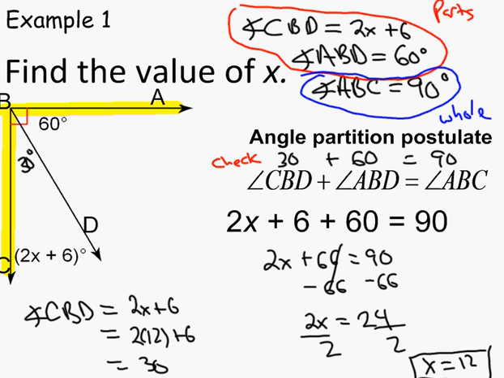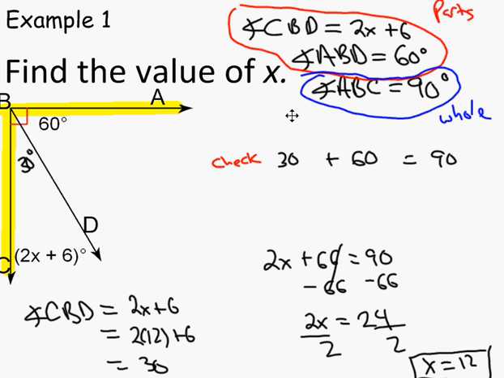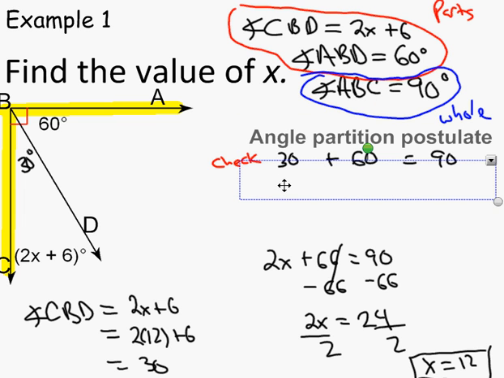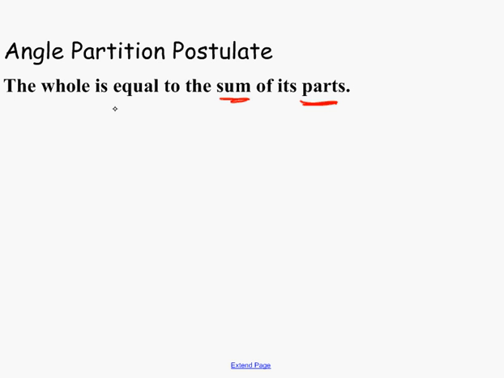And that's pretty much how you use the angle partition postulate. What you want to do is figure out the parts, then add them up and set it equal to the whole. That's what we did here. We figured out what the different parts were, then we used the angle partition postulate to write the equation, and then we solved it and got x. So don't forget, the angle partition postulate says the whole is equal to the sum of its parts.